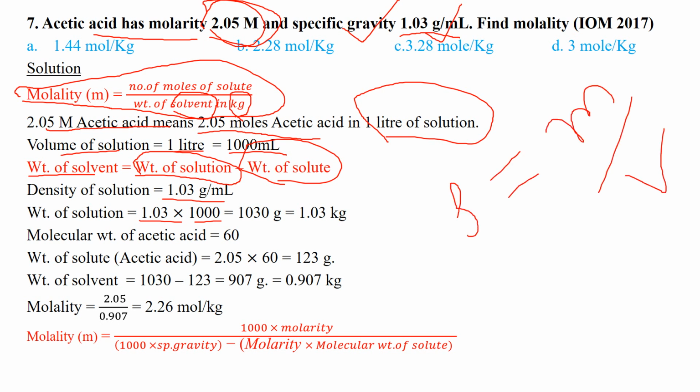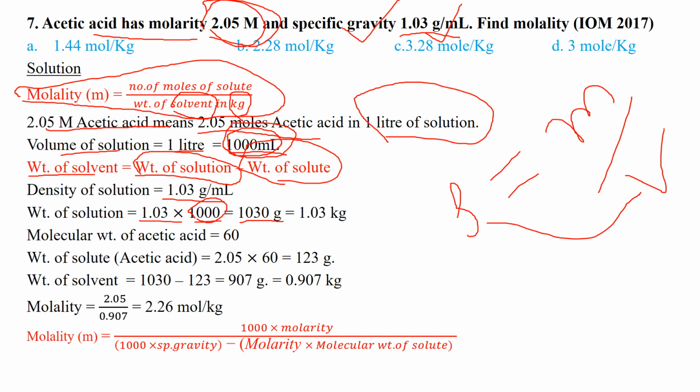And mass is equal to density times volume. Where is the volume? 1000 ml is the volume of the solution, then 1000 times the density of the solution gives 1030 gram, that is the weight of that solution. So we have to subtract the weight of the solute from the weight of the solution.